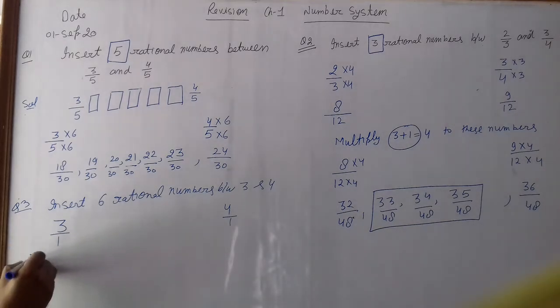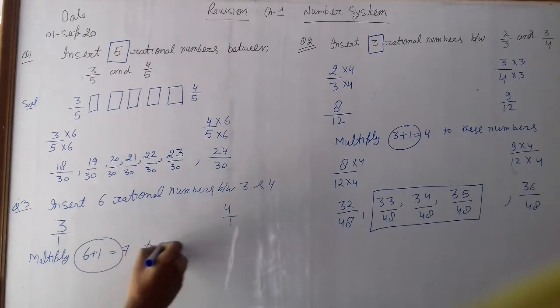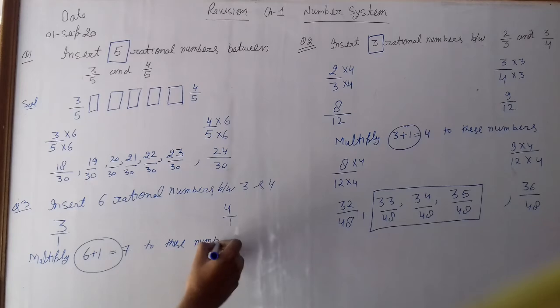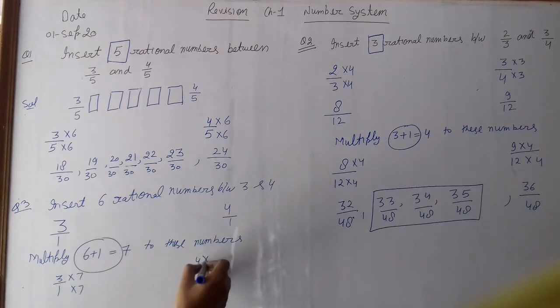So you can write here multiply 6 plus 1 is equal to 7 to these numbers. Right, students? 3 upon 1 into 7 into 7, 4 into 7 upon 1 into 7, 21 upon 7, and here 28 upon 7.